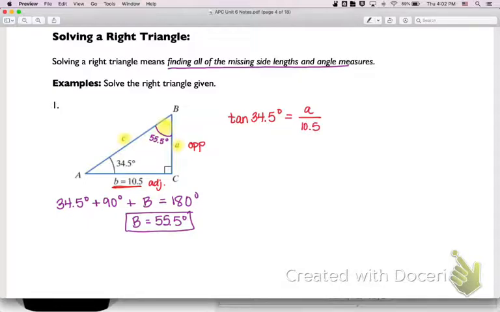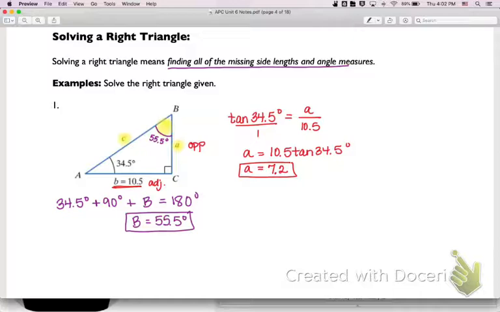If we cross multiply, we get this over 1. 1A is equal to 10.5 tangent 34.5 degrees. Double check that your calculator is in degree mode, and then go ahead and type that in. 10.5 tangent 34.5 degrees is 7.2. It didn't tell us how to round. Let's do the tenth for sides. 7.2. That is side A.